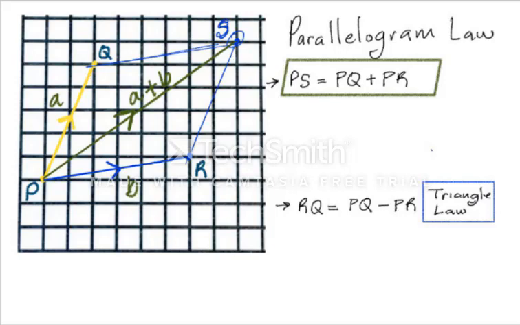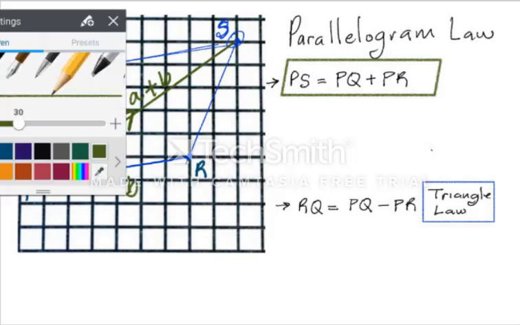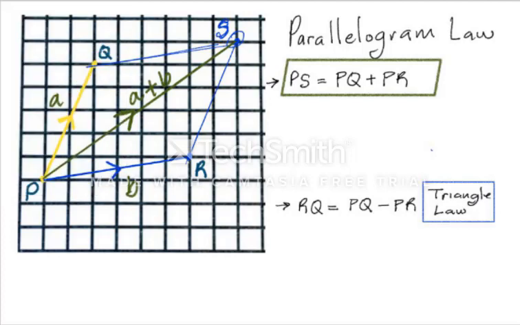RQ, let's connect R and Q. RQ is actually equal to PQ minus PR. So this will be RQ, the vector RQ. I didn't put the vector symbols above them. Parallelogram law of vectors.